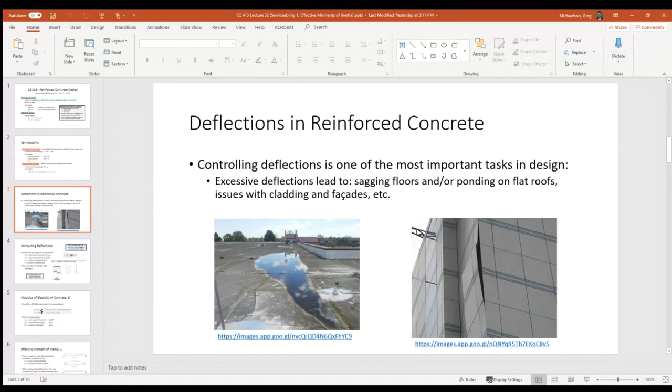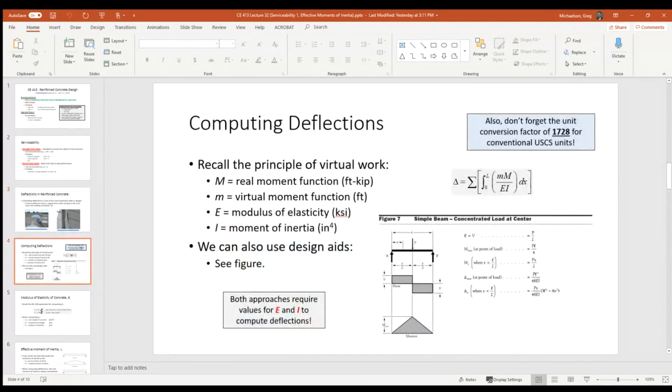Also, we might have issues with cladding or facades, like the image on the right. If your support beams deflect too much, maybe the cladding wants to fall off. It doesn't mean the whole building's coming down, but it's obviously something we wouldn't want to see in our structures. So deflections are arguably one of the most important serviceability related issues that we deal with in structural engineering. Now, let's take a blast from the past and go back to structural analysis.